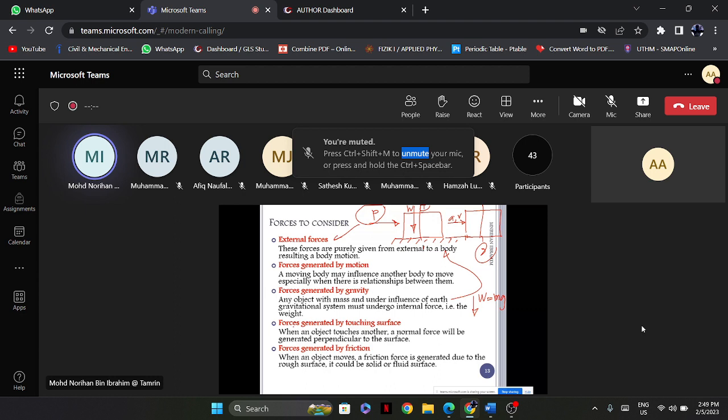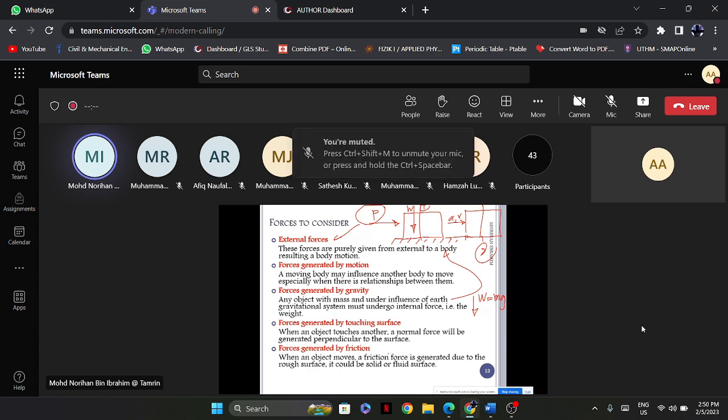Force generated by touching surface. When an object touches another, a normal force will be generated perpendicular to the surface. We're going to have a look at the next pages regarding this force generated by touching surface. And the last force, we call it a force generated by friction. We can simply call it a frictional force.